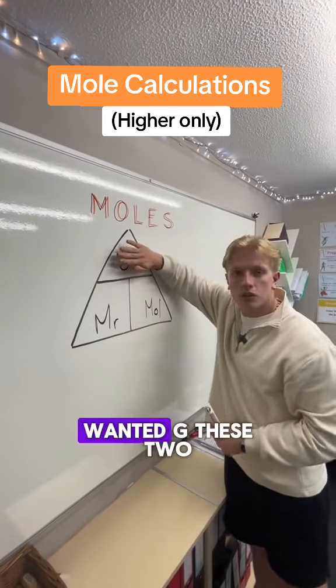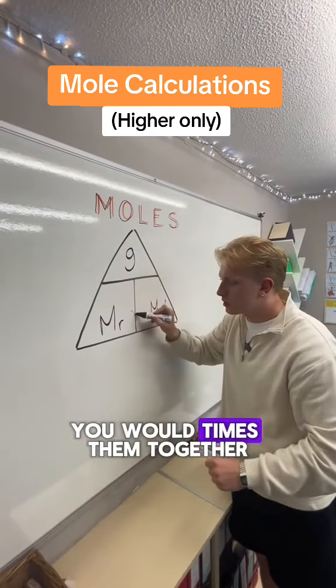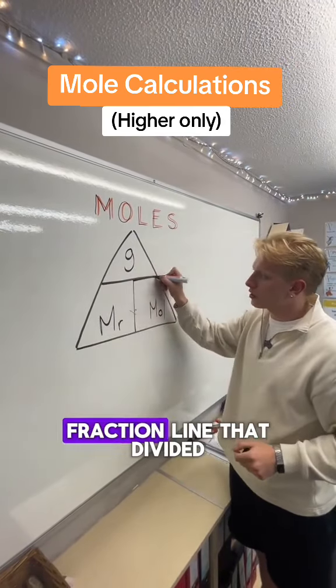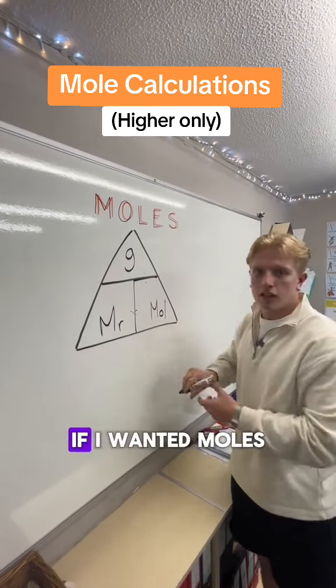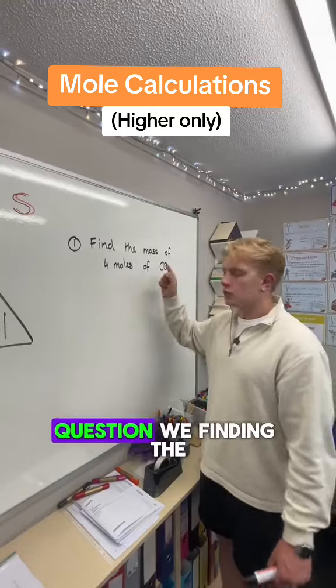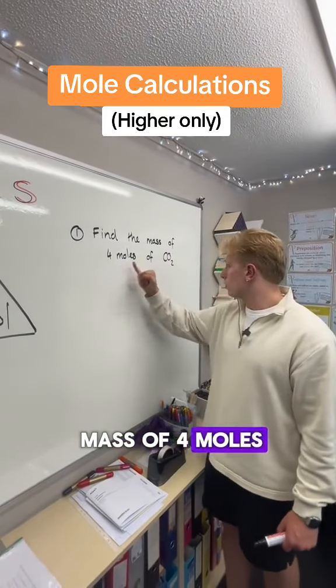For example, if I wanted G, these two things being next to each other, you would times them together. If I wanted MR, these two things one on top of the other, think of that as a fraction line, that divided by that. If I wanted moles, think of that as a fraction line, that divided by that, to get moles. Cool. Question, we're finding the mass of 4 moles of CO2.